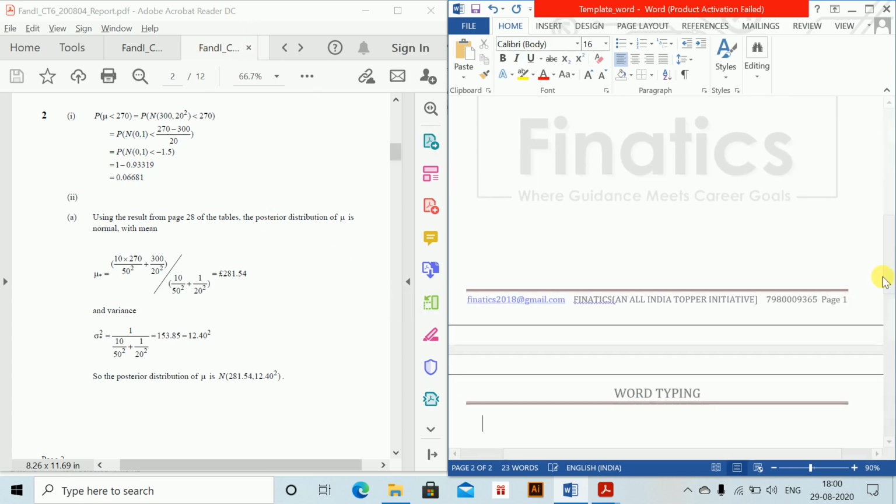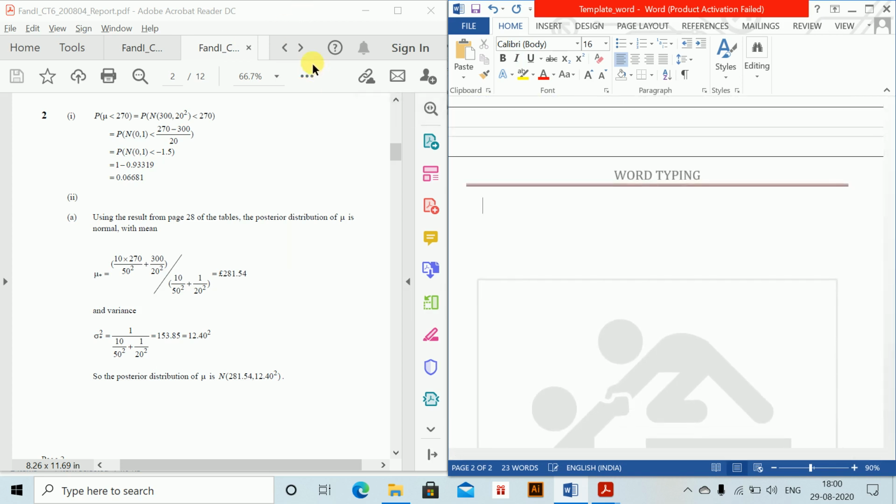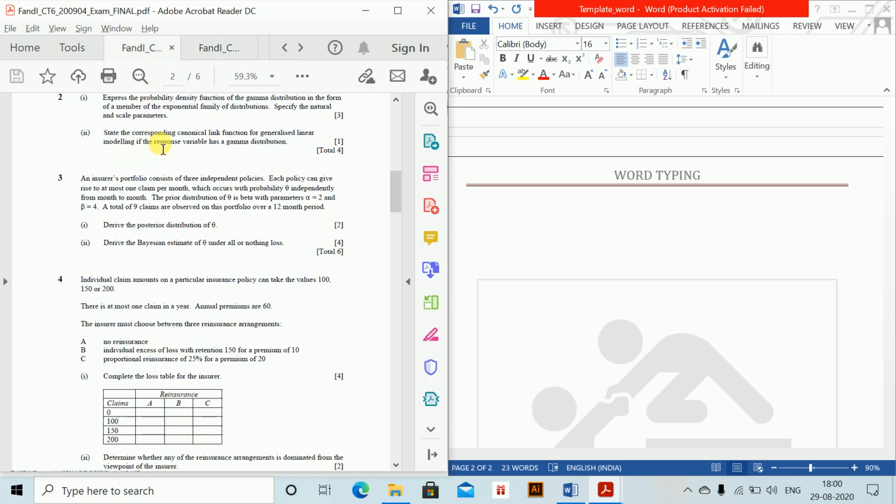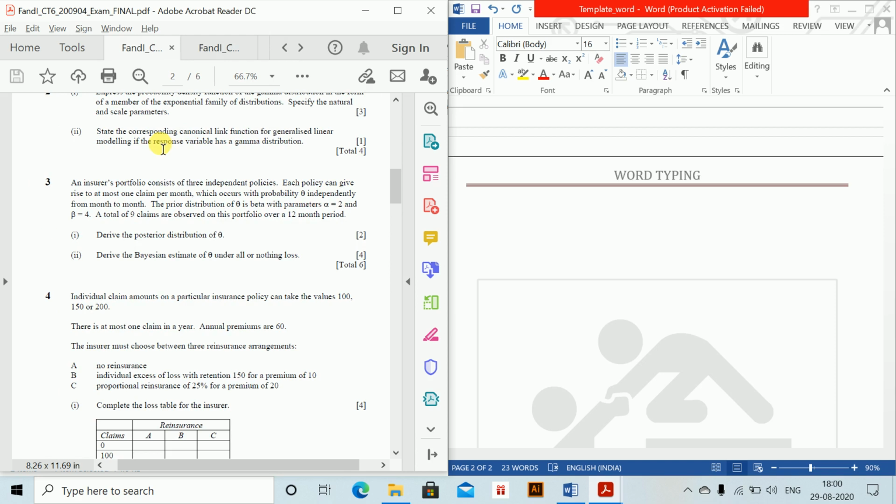Moving on to the next sum. We have an insurer's portfolio consisting of 3 independent policies. Each policy can give rise to at most one claim which occurs with the probability of theta independently from month to month. The prior distribution of theta is beta with parameters alpha equals 2 and beta equals 4. A total of 9 claims are observed on this portfolio over a 12-month period. Derive the distribution of theta and derive the Bayesian estimate of theta under all or nothing loss.